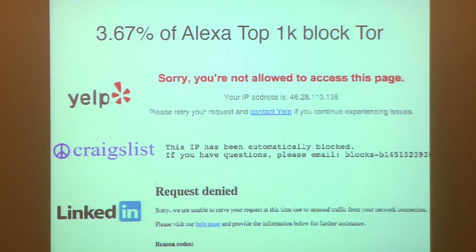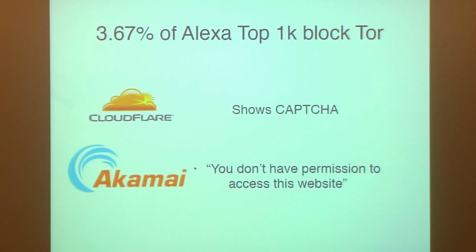The punchline of our findings from this is that about 3.6% of the Alexa Top 1000 blocks Tor. These are sites like Yelp, Craigslist, LinkedIn, and Cloudflare, which is actually a fairly big one. Cloudflare, unfortunately, offers CDN and anti-DDoS protection and hosts a large segment of the internet. So they're blocked, and the other large CDN, Akamai, shows signs of also blocking Tor exit traffic.